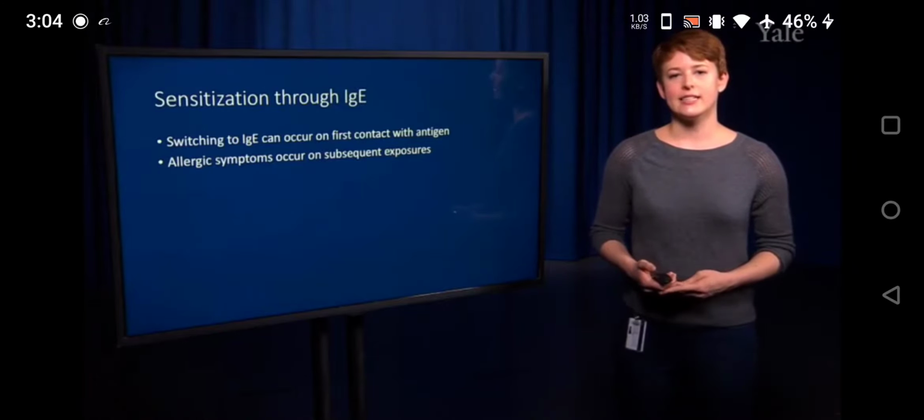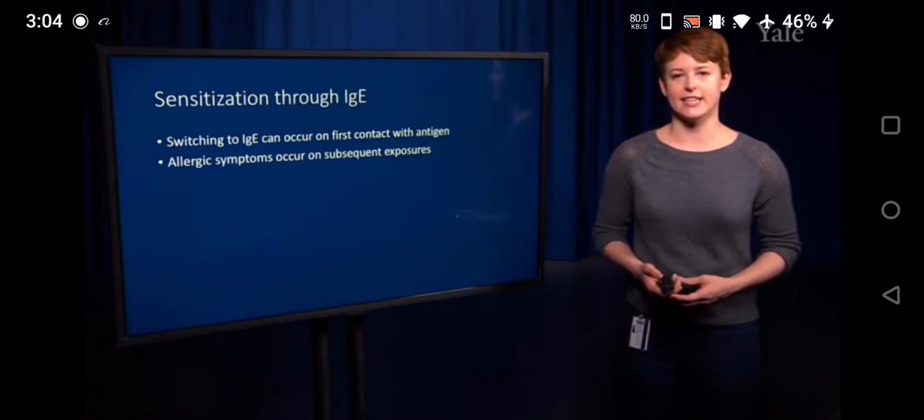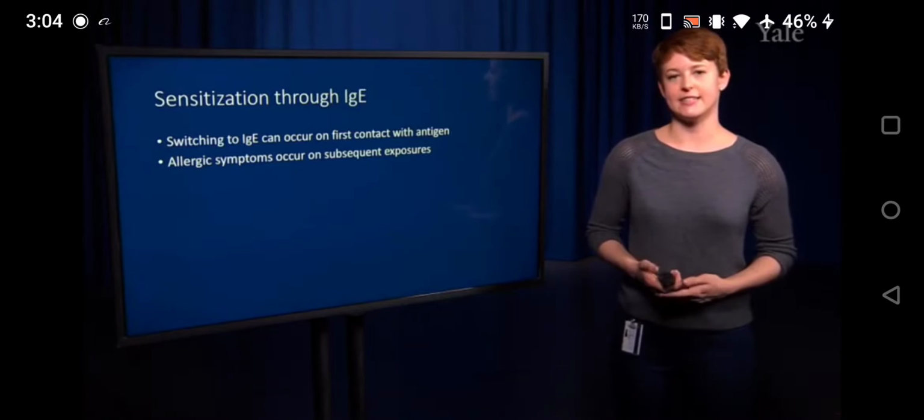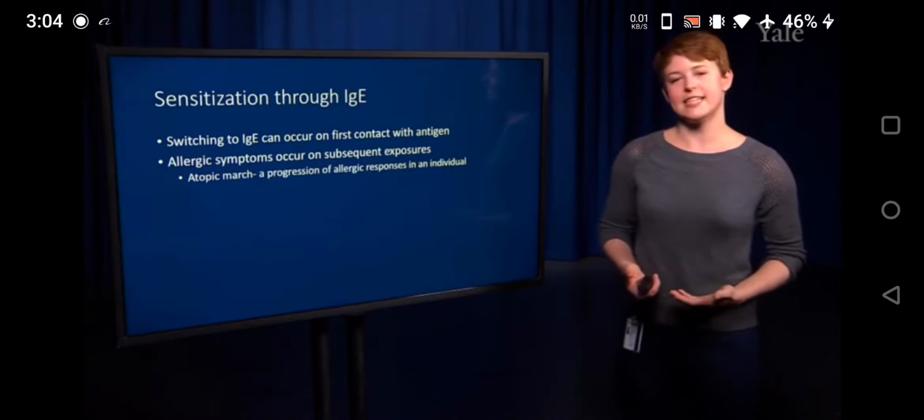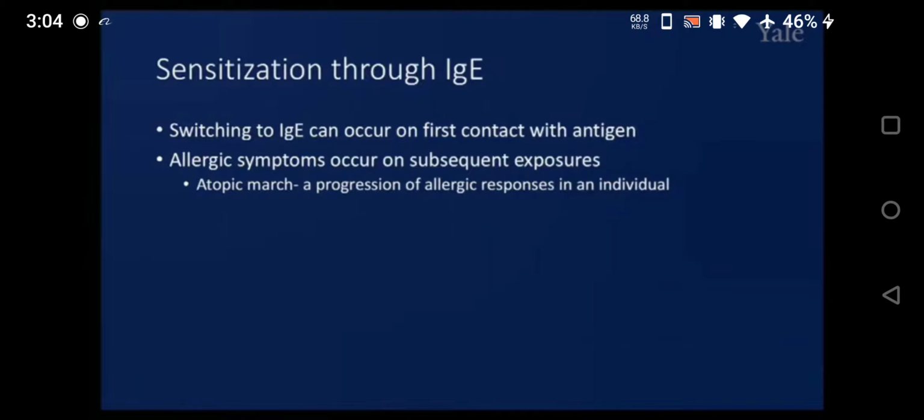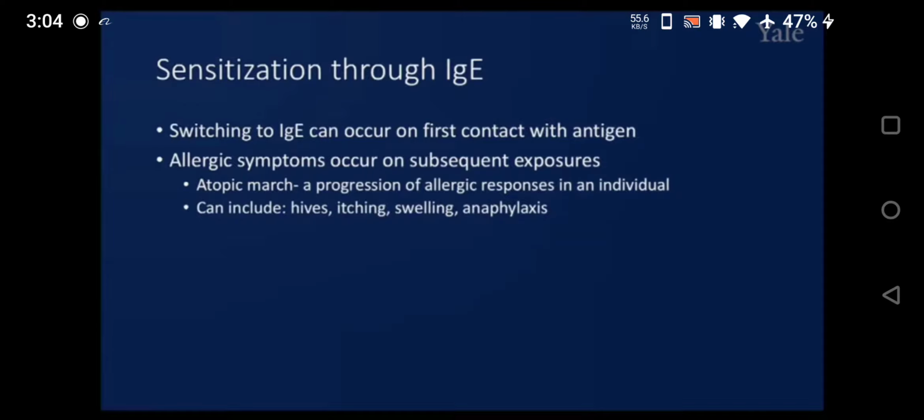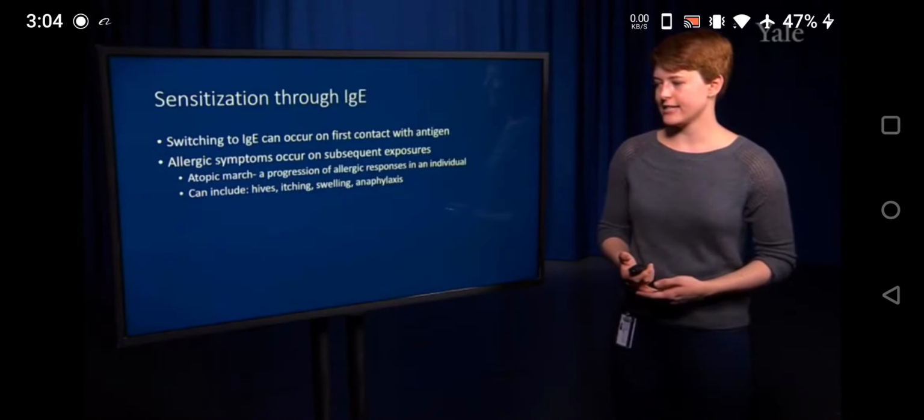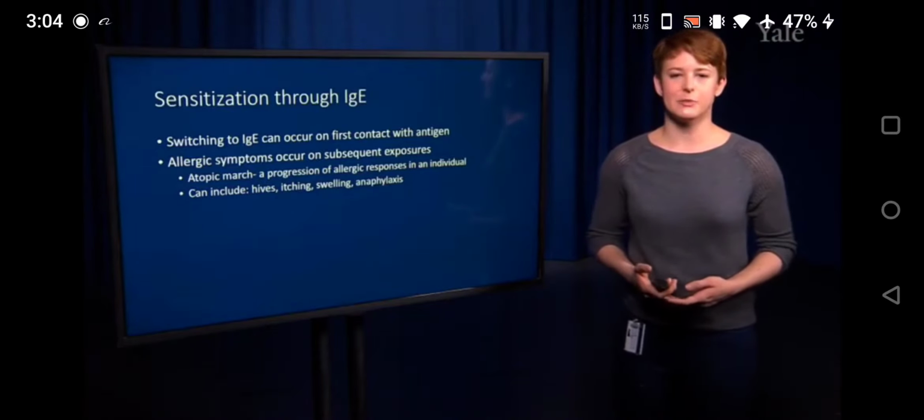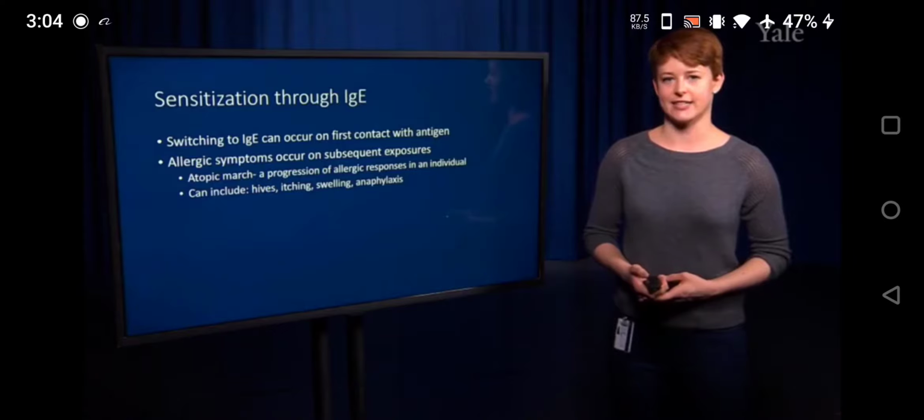It's upon subsequent exposures that the sensitization and symptoms will actually begin to manifest. This is actually called the Atopic March, and what that means is that typically individuals have a progression of allergic symptoms. These symptoms can start out minor, maybe with some itching, but then they'll progressively increase in severity. And this can then include things such as hives, swelling, and potentially anaphylaxis as well.